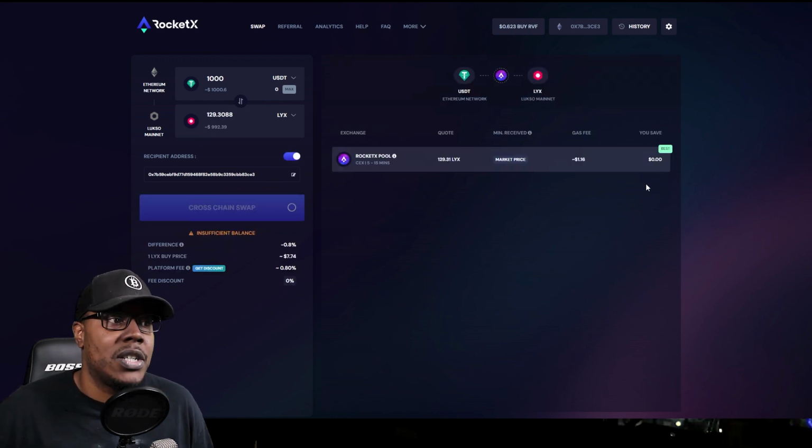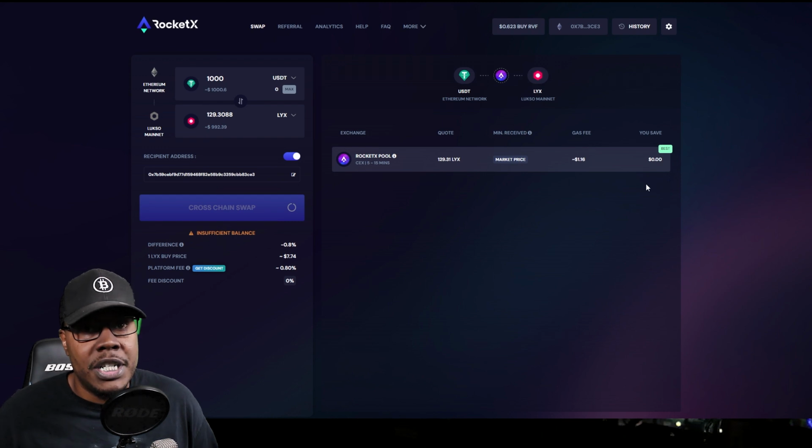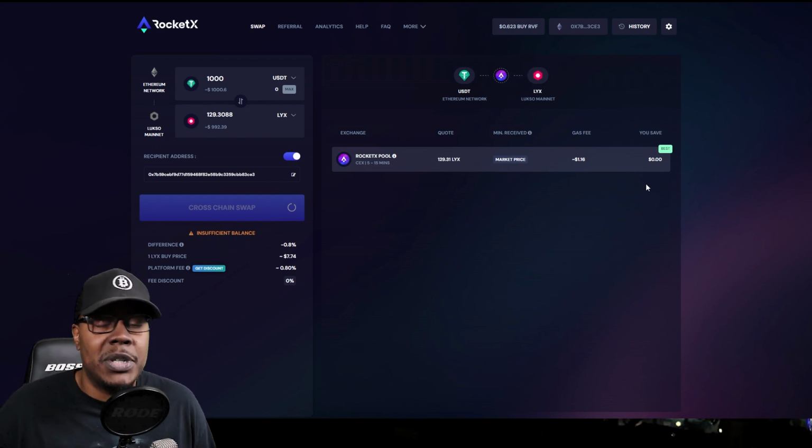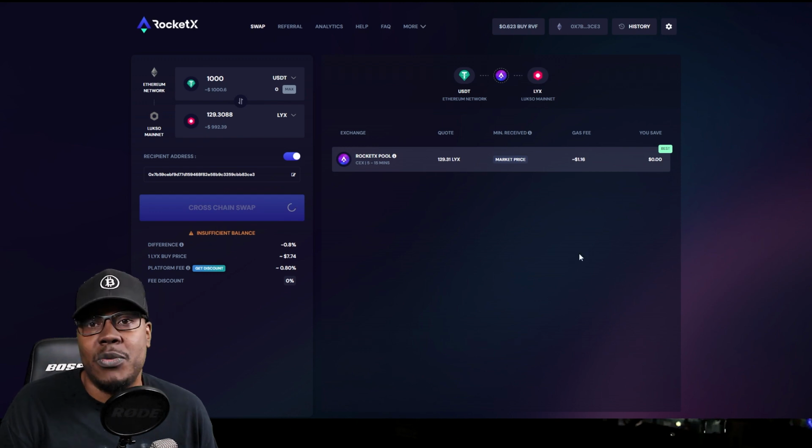A lot of people are still stuck on using bridges, which get scammed a lot. They lose a lot of money because your money actually has to stay there for a certain amount of time, and that's just not good. But using cross-chain swaps and cross-chain liquidity pools, it is actually pretty dope that we can get some mainnet tokens, some Lukso, to our wallets in a decentralized manner.